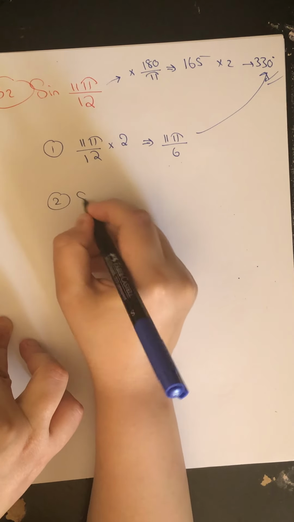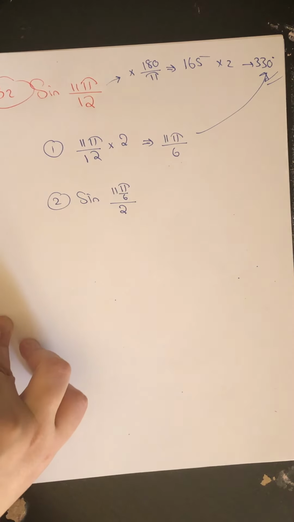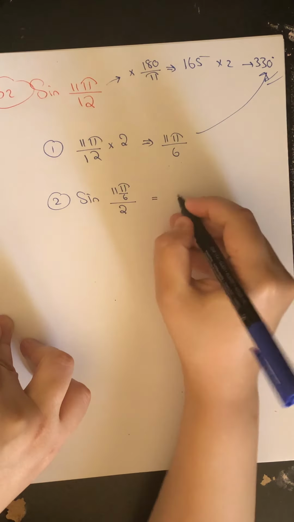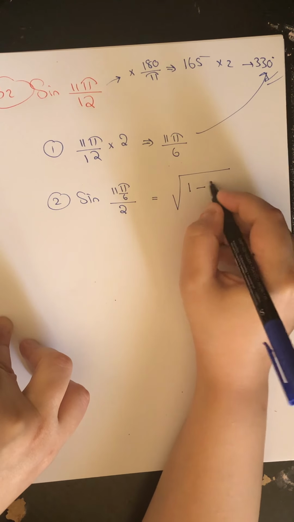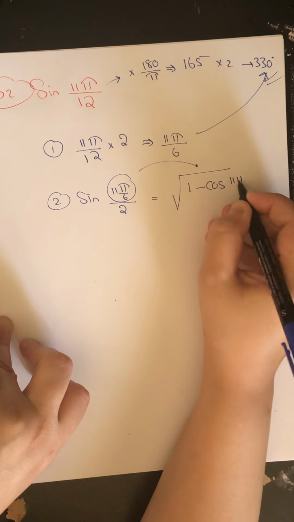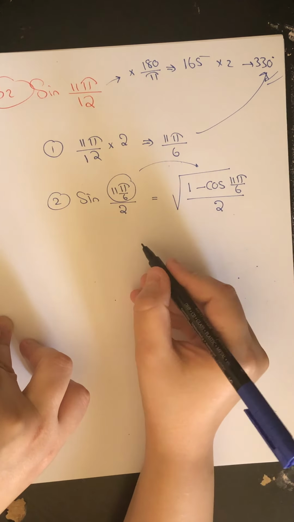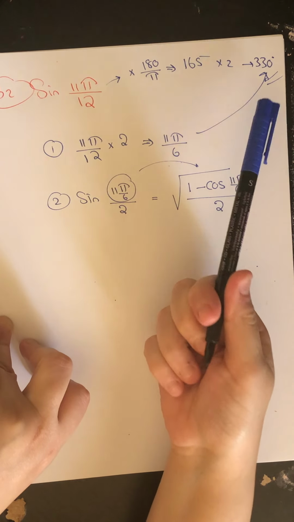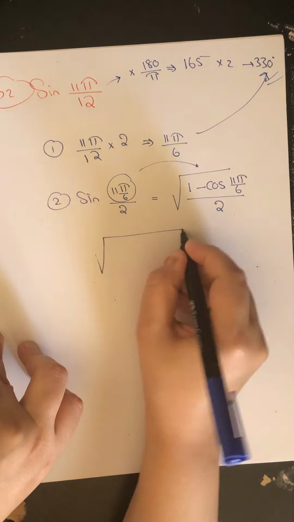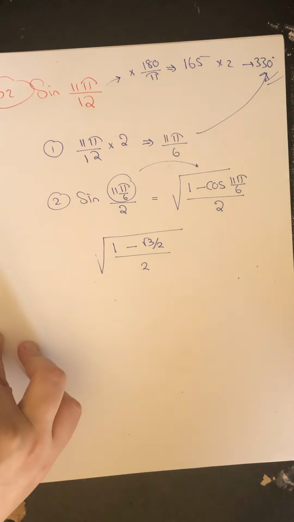So number 2, I want sine of 11 pi over 6 divided by 2, which is sine 11 pi over 12. Type the sine, we said it's root of (1 minus cosine) over 2. Here I'm going to put 11 pi over 6, over 2. Okay, over here the value of cosine 330 is root of 3 over 2. You can check with the unit circle. 1 minus root of 3 over 2, over 2.